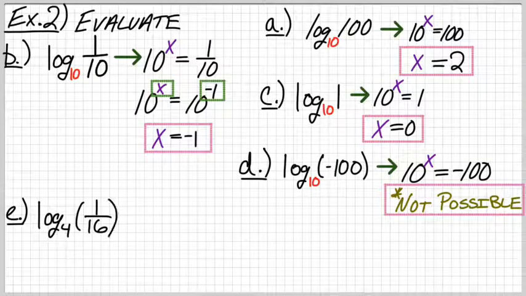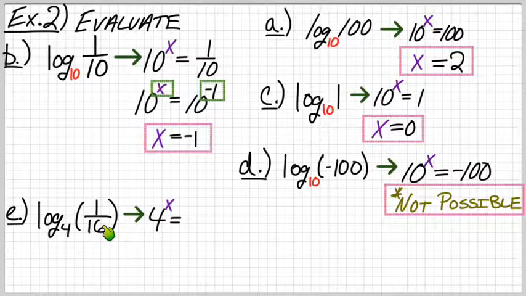Part E. This one's not a common logarithm. This one's log base 4 of 1 over 16. So right away you should notice that 4 and 16 are kind of related. So your answer is 4 to what power gives you 1 over 16. Okay? So if we write that out, 4 to the x power gives you 1 over 16.